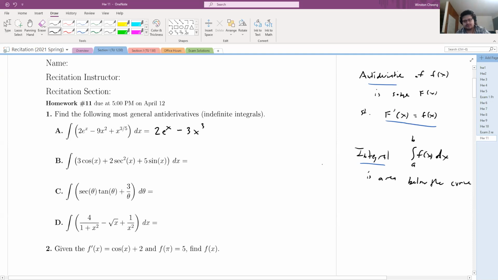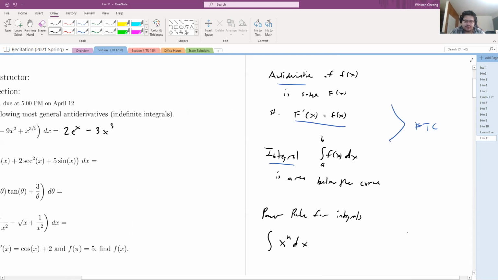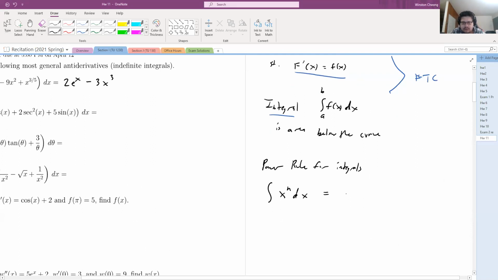For the next one, I'm going to want to introduce the general formula for power rule for integrals. So power rule for integrals says if you're integrating x to the nth power dx, and so this is just for any number n, well, what you would do is you add 1 to the power, and then you would divide by n plus 1. And then you can tack on a plus c.